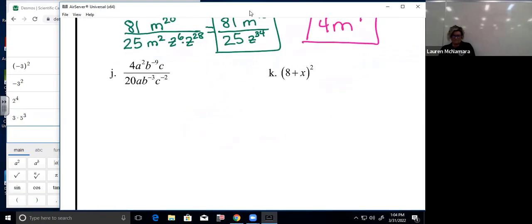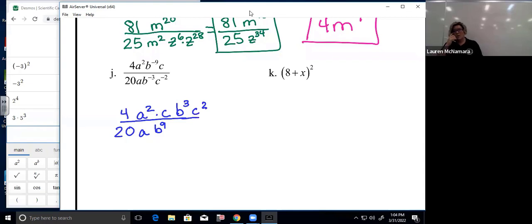Looking at J, I don't have any parentheses here, so there's no multiplying any exponents. I do have some negative exponents. So that's going to be the first thing I'm going to take care of. I'm going to leave this 4 and 20 where it is. A to the 2nd is positive. B to the negative 9th, that's going to go down. And then I have C in the numerator. Then in the denominator, I have A. I know that B to the 9th came down. That B to the 3rd is going to go up. And that C squared is going to go up.